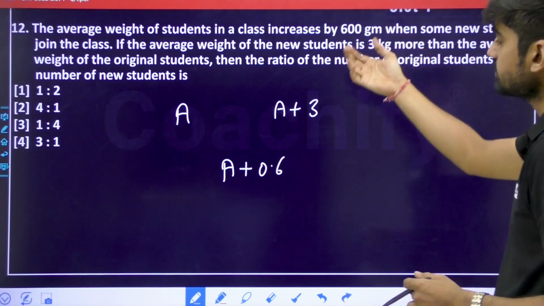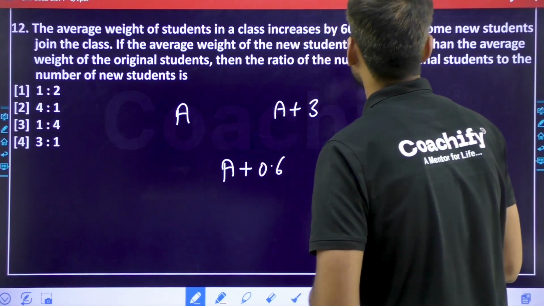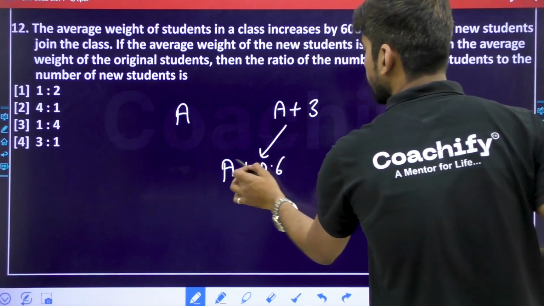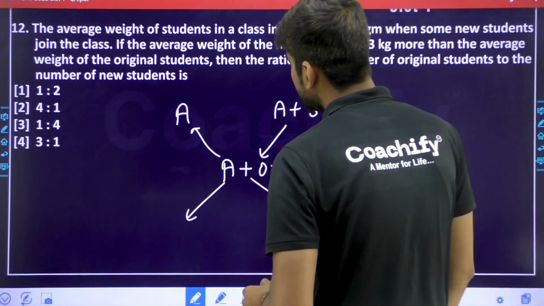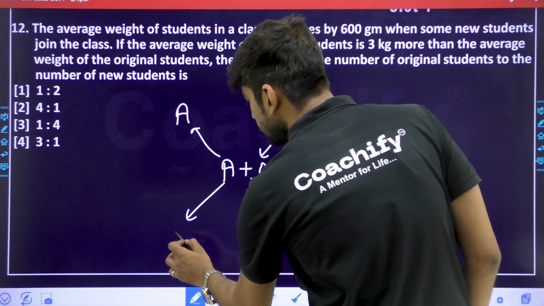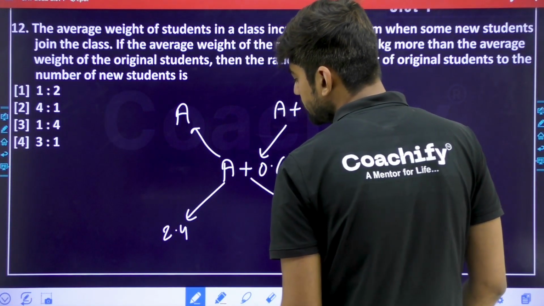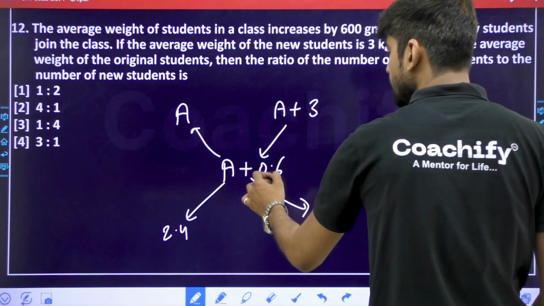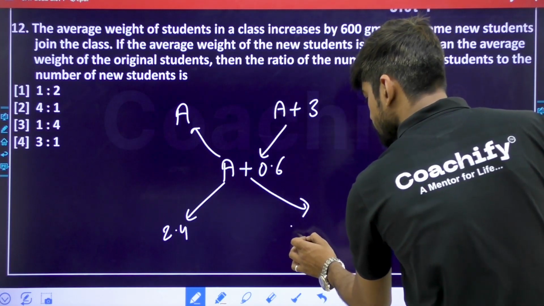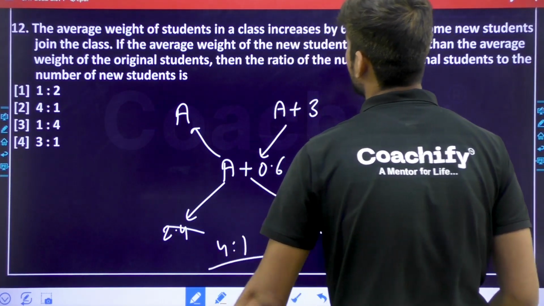So this is in grams. I have to convert it into kgs. For that, I have to divide it by 1000. Now, if I solve this and find out the ratio, A plus 3 minus (A plus 0.6) is 2.4. And from here, A plus 0.6 minus A, which is 0.6. This ratio is coming out as 4:1.